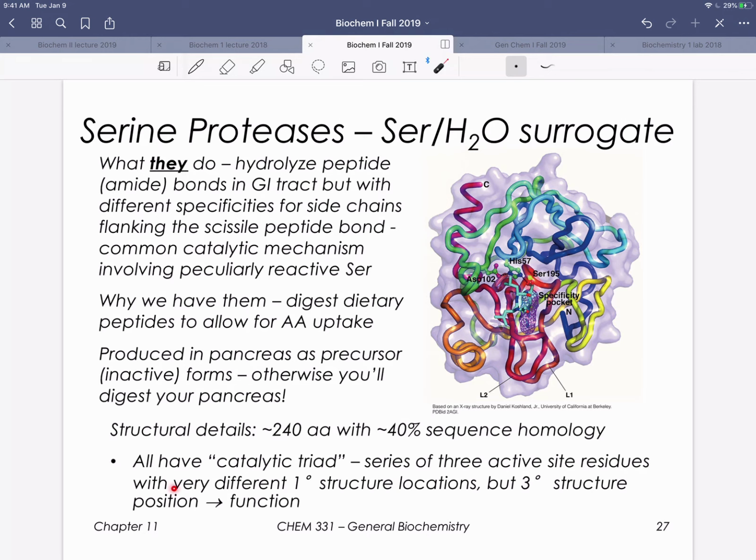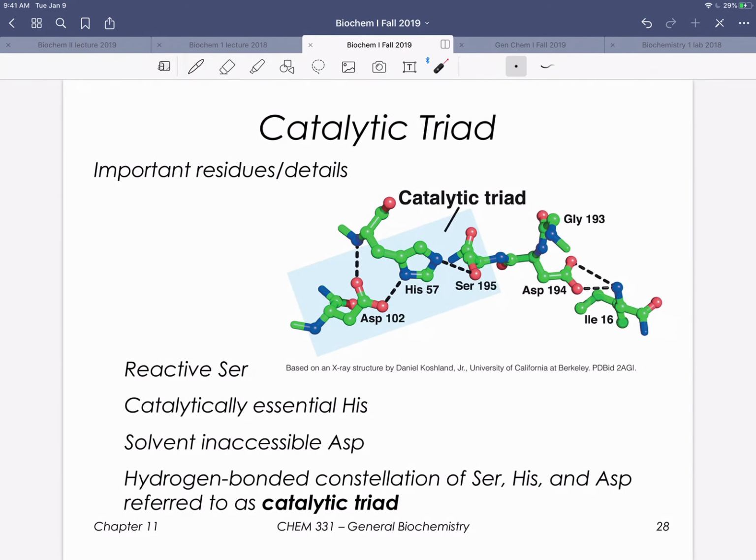But again, very different primary structure locations in all of these. You know, we've got 195, 57, and then aspartic acid 102. But the tertiary structure brings them all into the same location, and that allows it to have its function. So even between the 3 different serine proteases that we're going to study and talk about, they all basically put this catalytic triad right in the active site where it's needed.